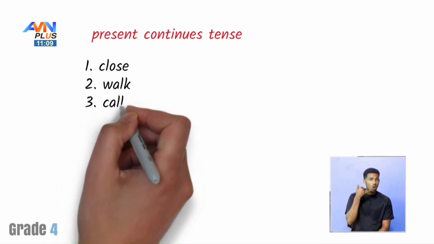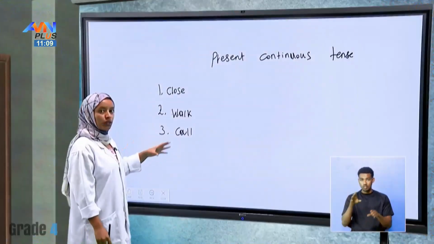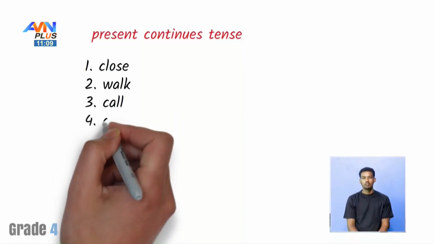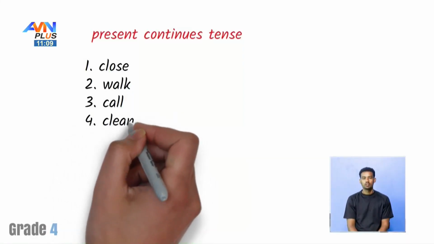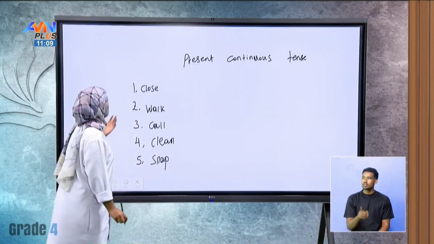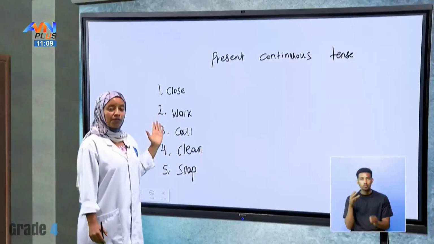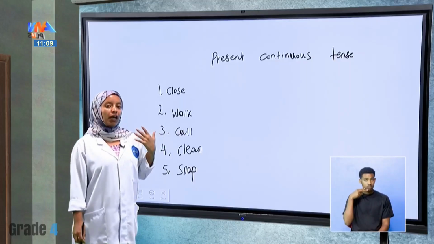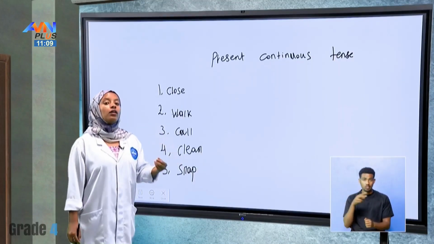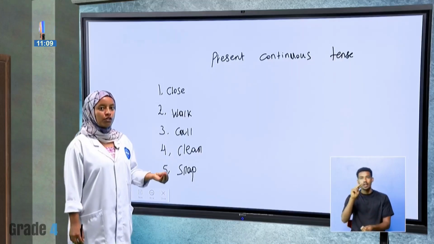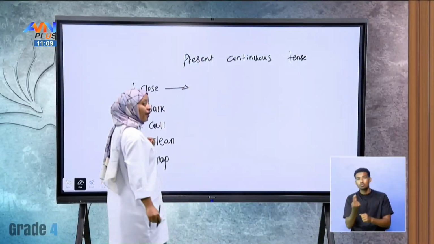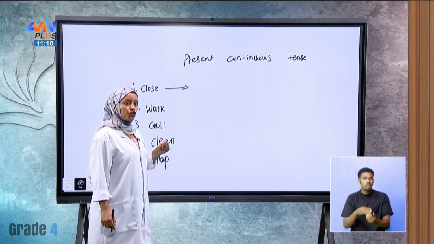Students, you can take as an activity these words and change them to present continuous verbs. So these are verbs with our main verbs. We can use these verbs by adding ing. So students, you can use them easily by adding ing.